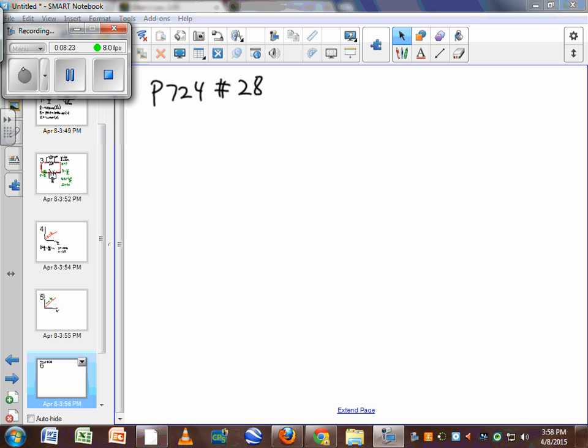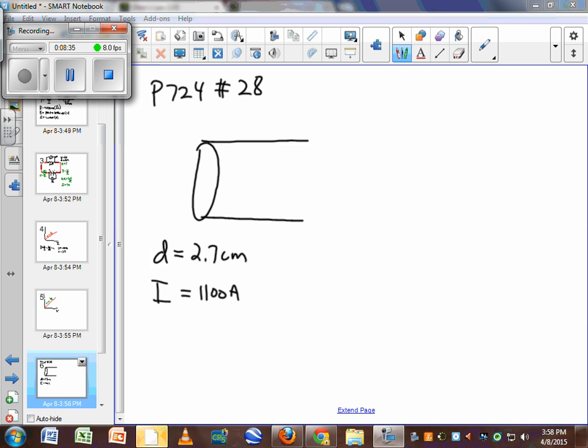So we're going to look at page 74, number 28, and do an example problem here. It says the aluminum wire in a high voltage transmission line is 2.7 centimeters in diameter. It's designed to carry 1100 amps of current, and we want to know what's the voltage drop across a 37 kilometer long segment of this power line. Since I want to solve for voltage drop and we have current, I can use V equals I times R.